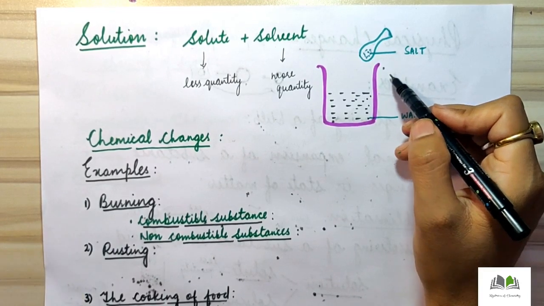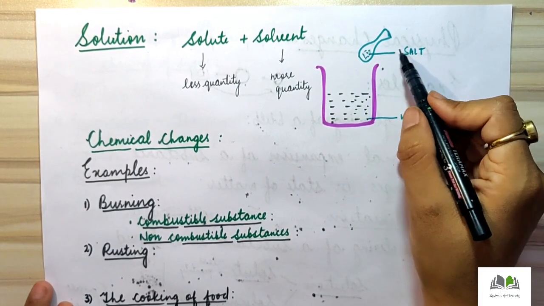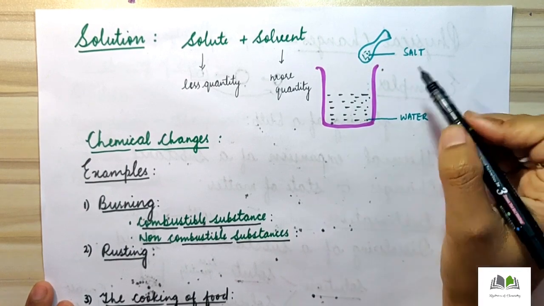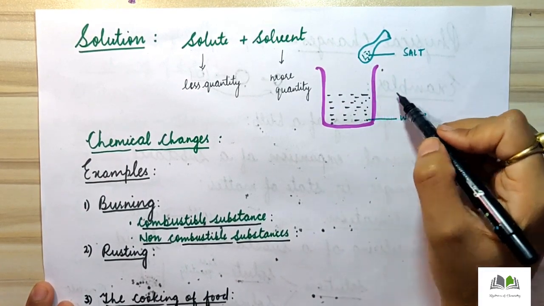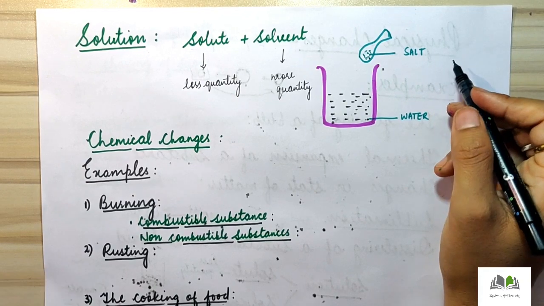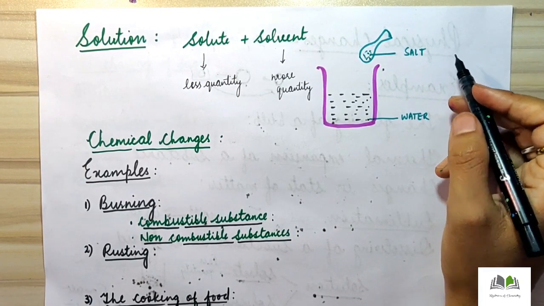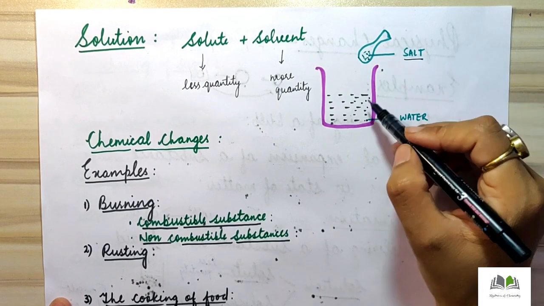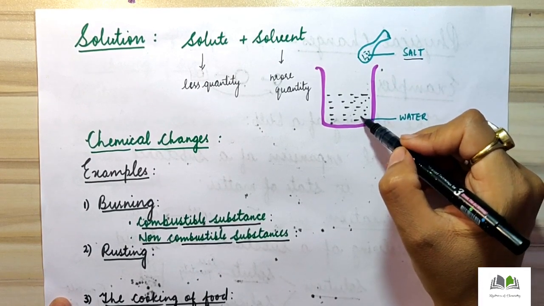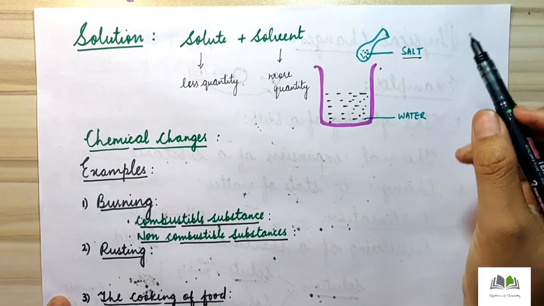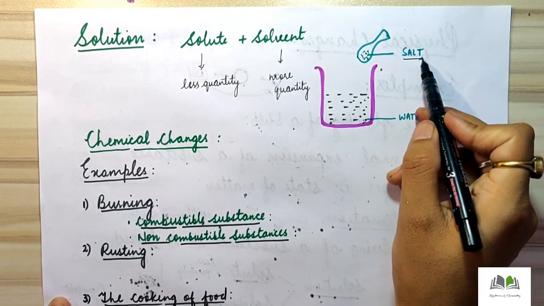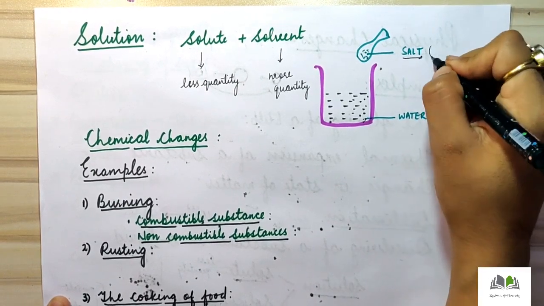If we dissolve 1 spoon of salt in water, then we will get a solution which is known as salt solution. So in salt solution, salt we are adding in small quantity, so it is getting dissolved in liquid or in water. The substance which gets dissolved in a solvent is known as solute, and here salt is a solute.